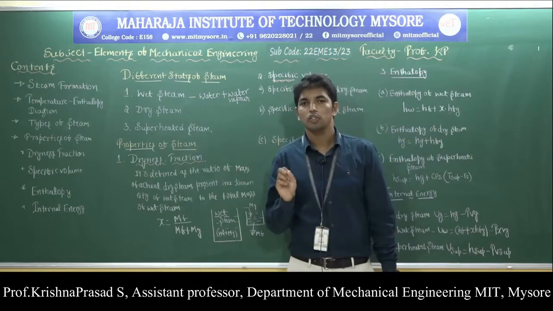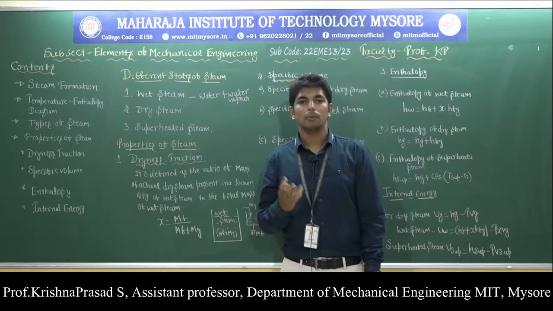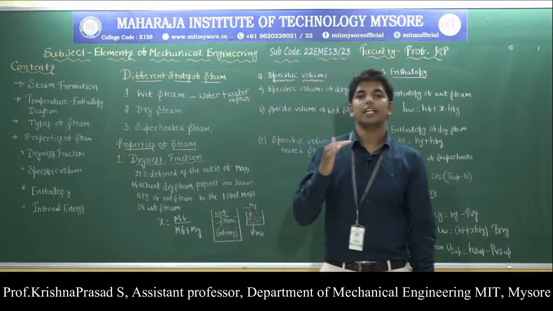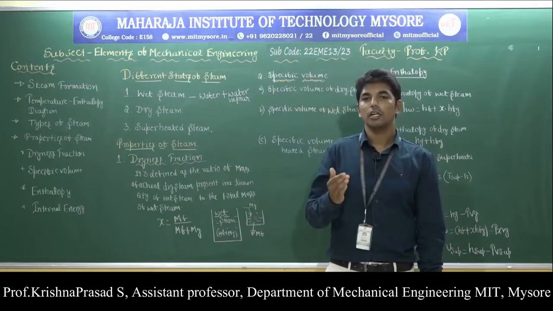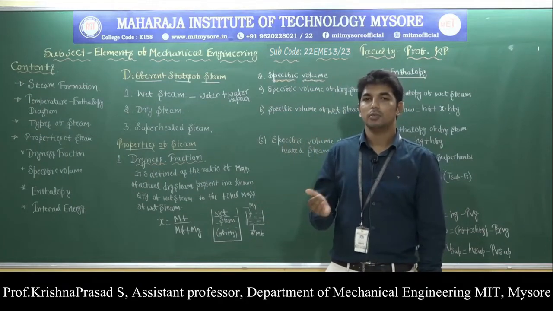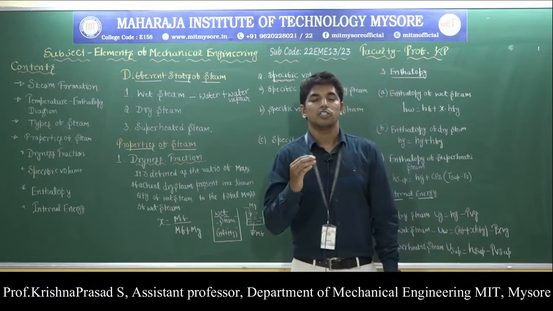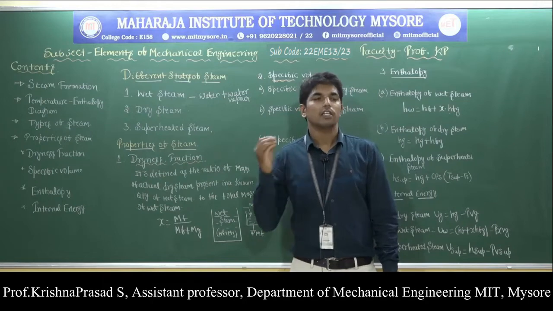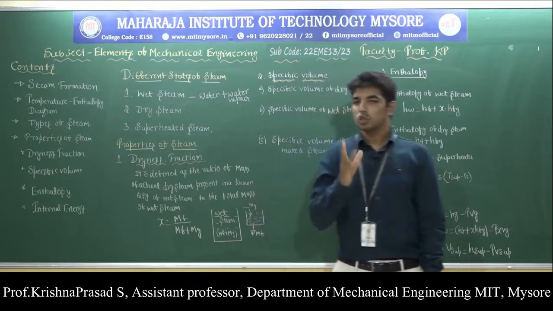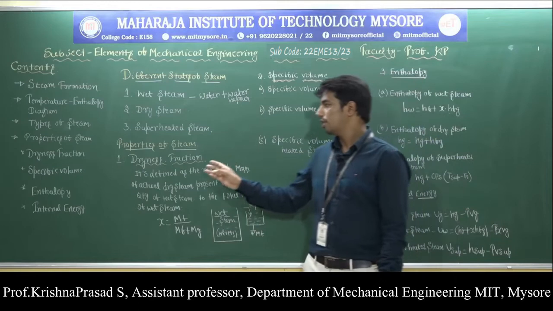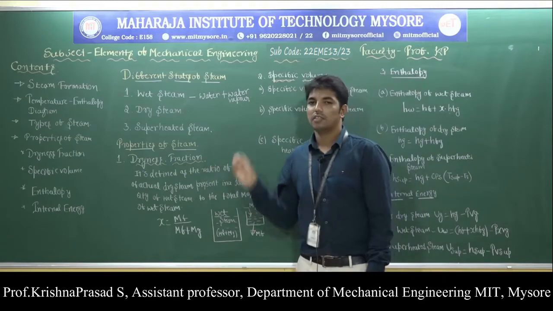The next one is called superheated steam. What is meant by the superheated steam? If the dry steam is heated beyond the saturation temperature, then superheated steam is produced at a temperature called the superheated temperature, and at the corresponding given pressure it is called the superheated steam. Next are the different properties of the steam.